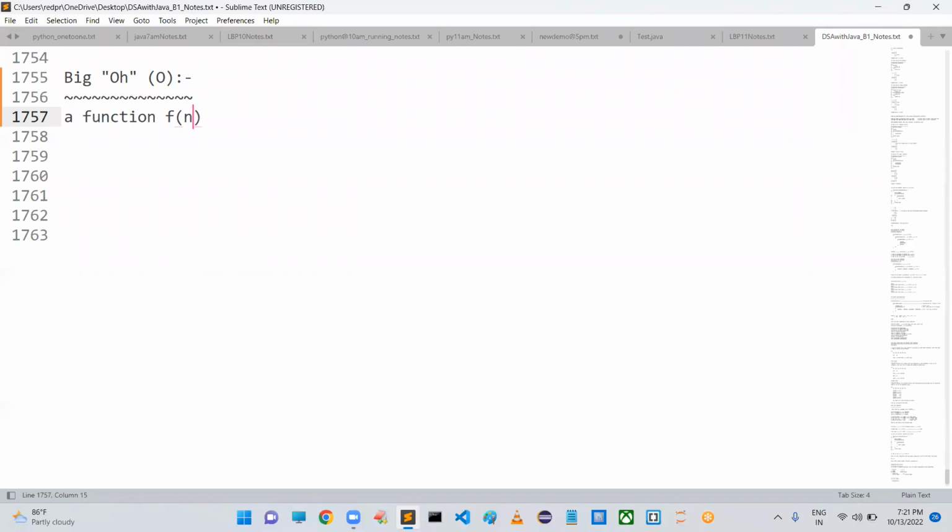A function f of n is said to be in big O of g of n. We have to represent it like this: denoted by f of n is equal to big O of g of n.